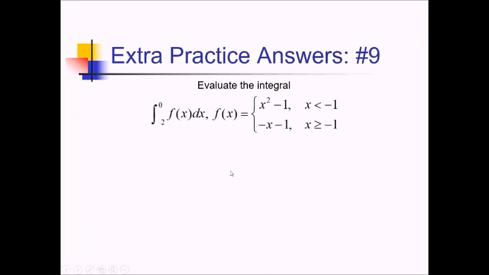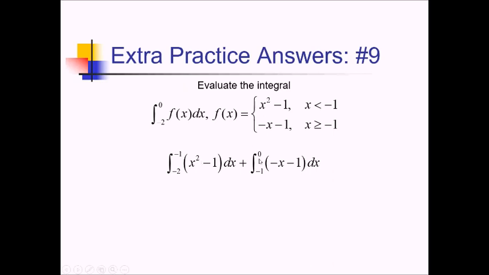To calculate this definite integral for this piecewise function, since this integral spans both of these rules in the piecewise function, we're actually going to have to split this up. So I need to find separately the integral from -2 to -1 using this first rule, x squared minus 1. And then I'm going to add to that the integral from -1 to 0 using this -x minus 1 rule.